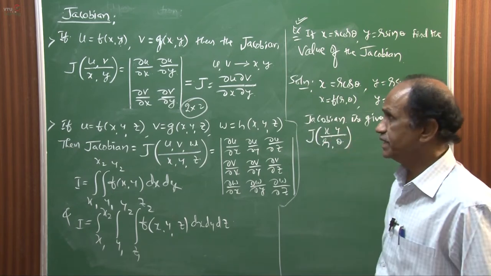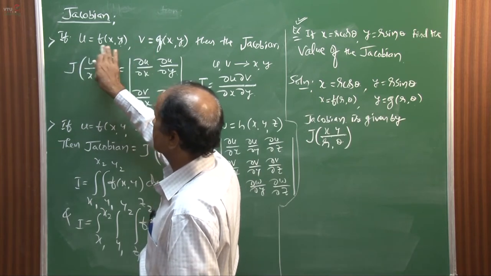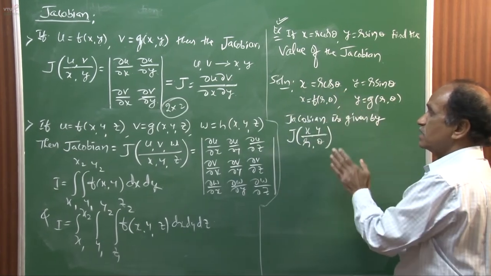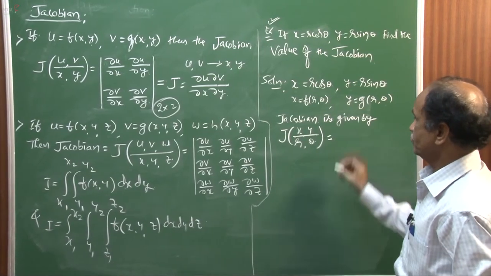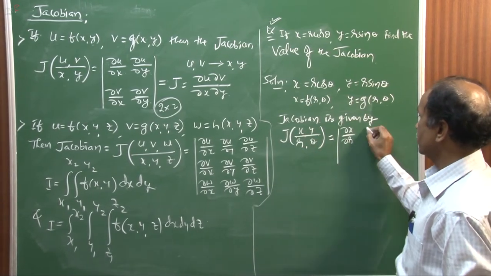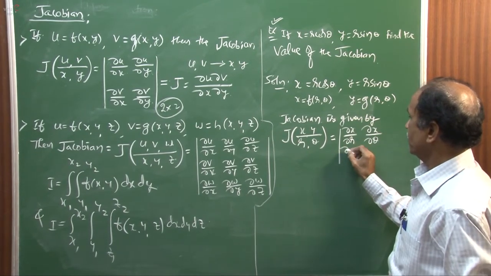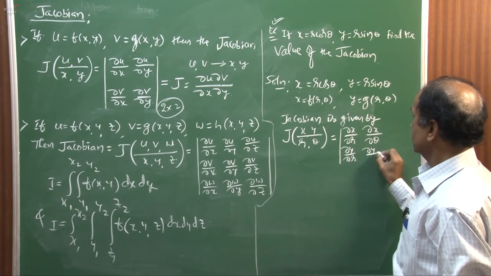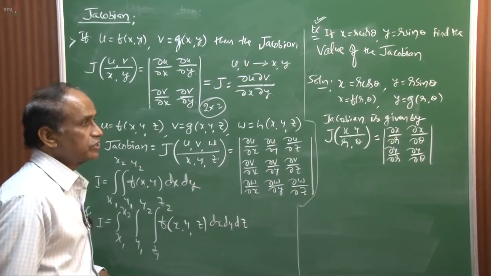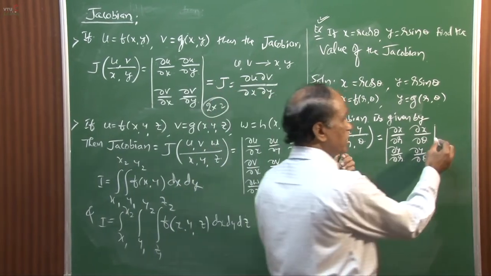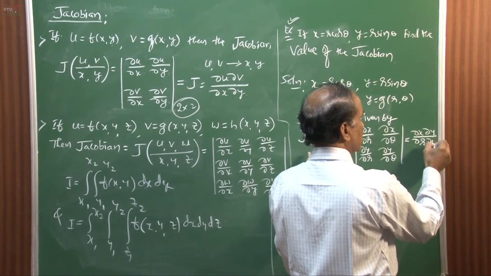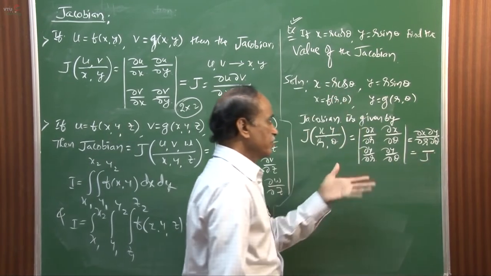r comma theta. But here u and v were on the left side, x and y were on the right side. Now, x and y are on the left side, r and theta are on the right side. This is equal to the Jacobian: del x by del r. Whatever numerator is there, with respect to two symbols, derivatives you write. Del x with respect to theta, del y with respect to r, and del y with respect to theta. So, this is the function that you are going to collect as Jacobian. Simply you can call it del x and del y divided by del r and del theta. This is equal to J. Simply any one symbol you can use.